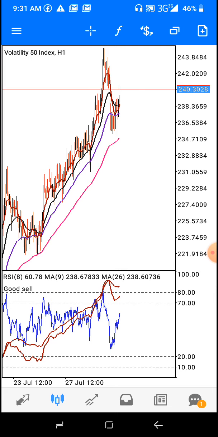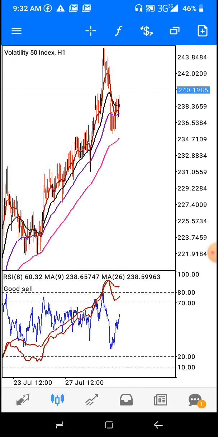Okay, in this video I'm going to be giving you a strategy that has a 90% win rate. Here's how it actually works. The strategy comprises the moving averages and the RSI. I'm going to show you the settings, how to set it, and also how to apply the strategy in the market.